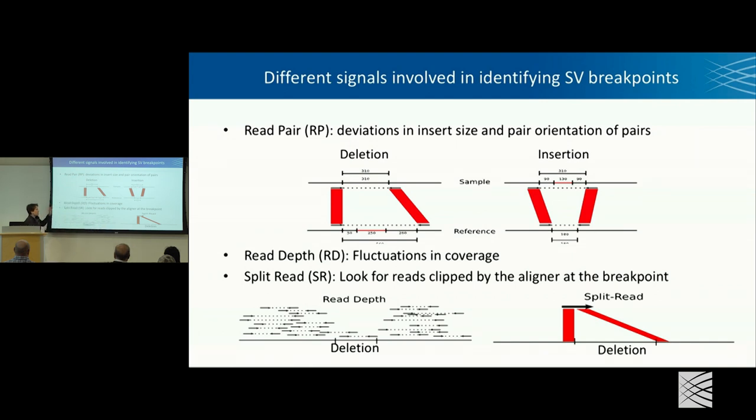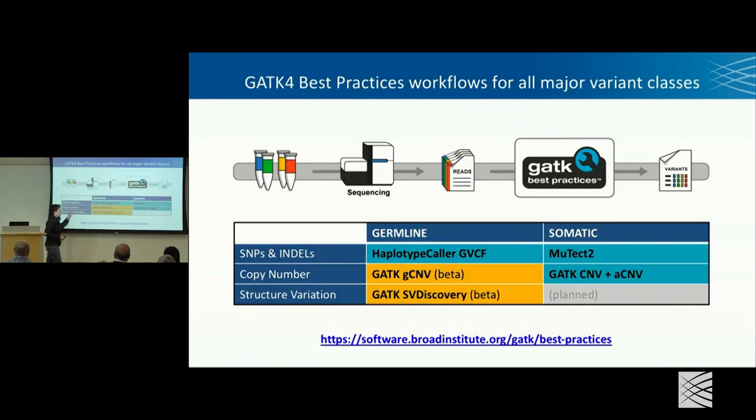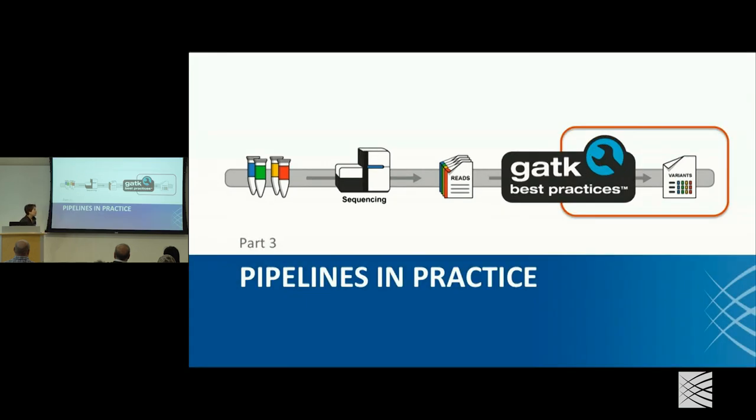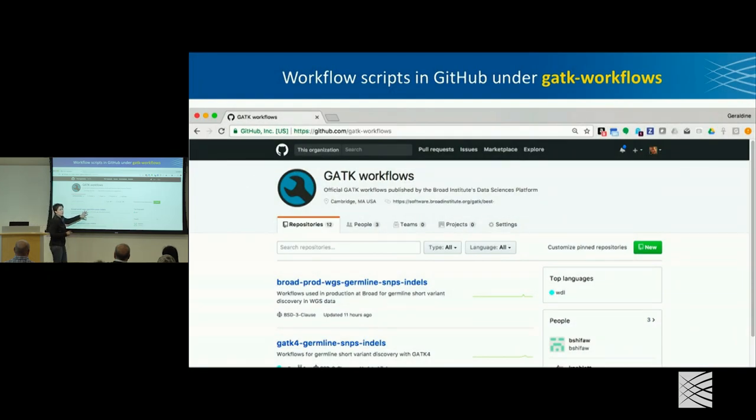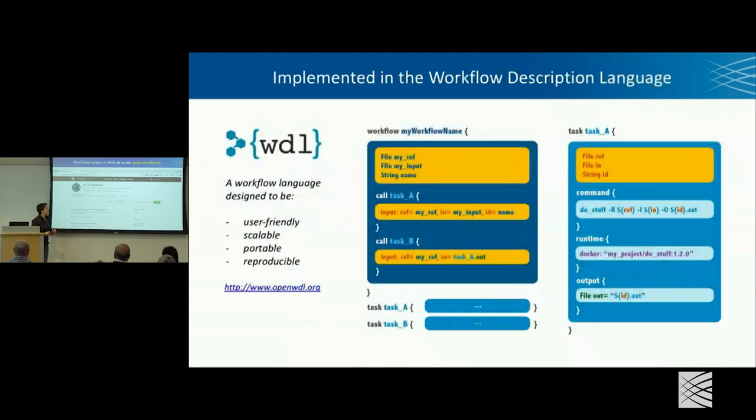And so the idea here is to take all three types of signal into account in order to produce structural variation calls. And that is something under very active development. There is a pipeline available if you want to kick the tires, but it's still a work in progress. So that kind of gives you an overview of the different types of variant calling pipelines that we have. In practice, you can use these pipelines at any time. They are all available in GitHub. They're open source, so feel free to grab them and use them.